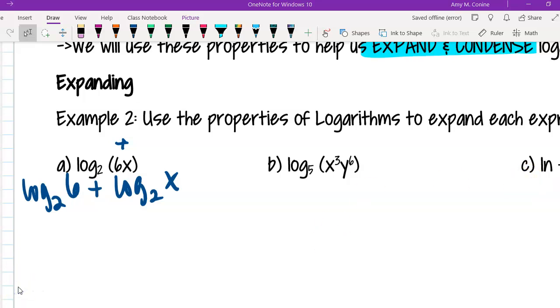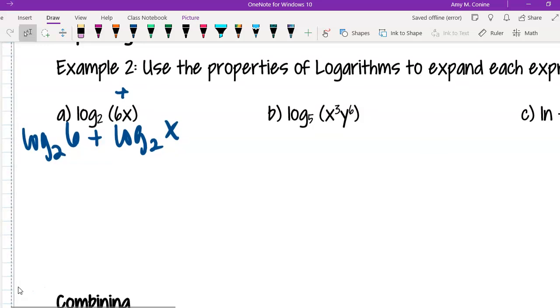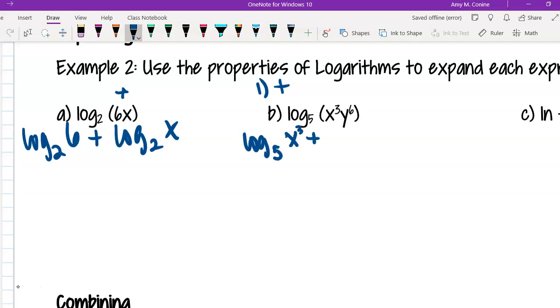All right, so for example B, we have several things going on here. You can see log base 5 of x to the 3rd, y to the 6th. The first thing I want to take a look at is the multiplication, so I'm going to change that to an addition problem. That's the first thing I'm going to do. So log base 5 of x to the 3rd plus log base 5 of y to the 6th.